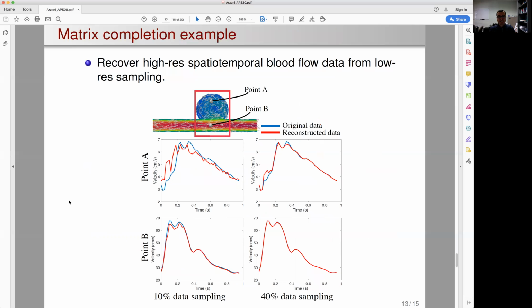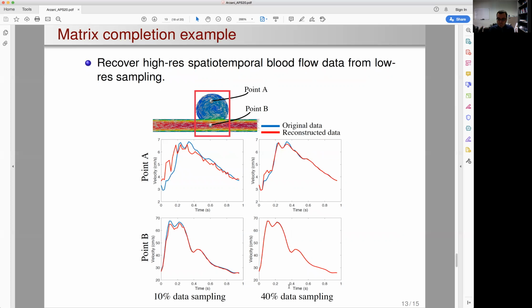Okay, so here's an example, again in the same 2D aneurysm model. Let's say we have a low spatial temporal sampling of the data, and we want to reconstruct the full data. We have two points here. Point A is inside the aneurysm sac, and point B is in the parent artery. In the plots, the blue lines are the original data, and the red lines are what we're reconstructing with our algorithm.